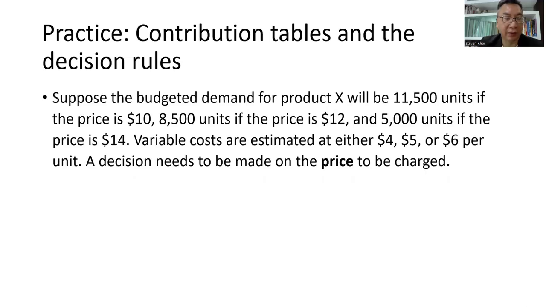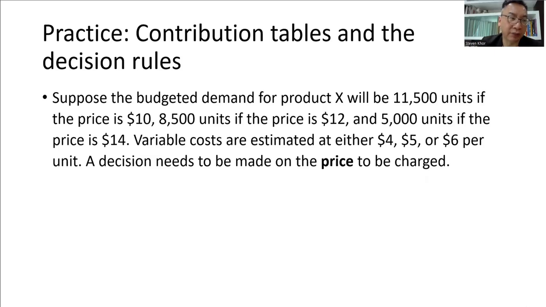Now I have an example here. Suppose the budgeted demand for a product X is 11,500 units. If you set the price at 10, then demand is 11,500. If you set the price at 12, then the demand is 8,500 units. If you set a higher price of 14 per unit, the demand drops to 5,000.